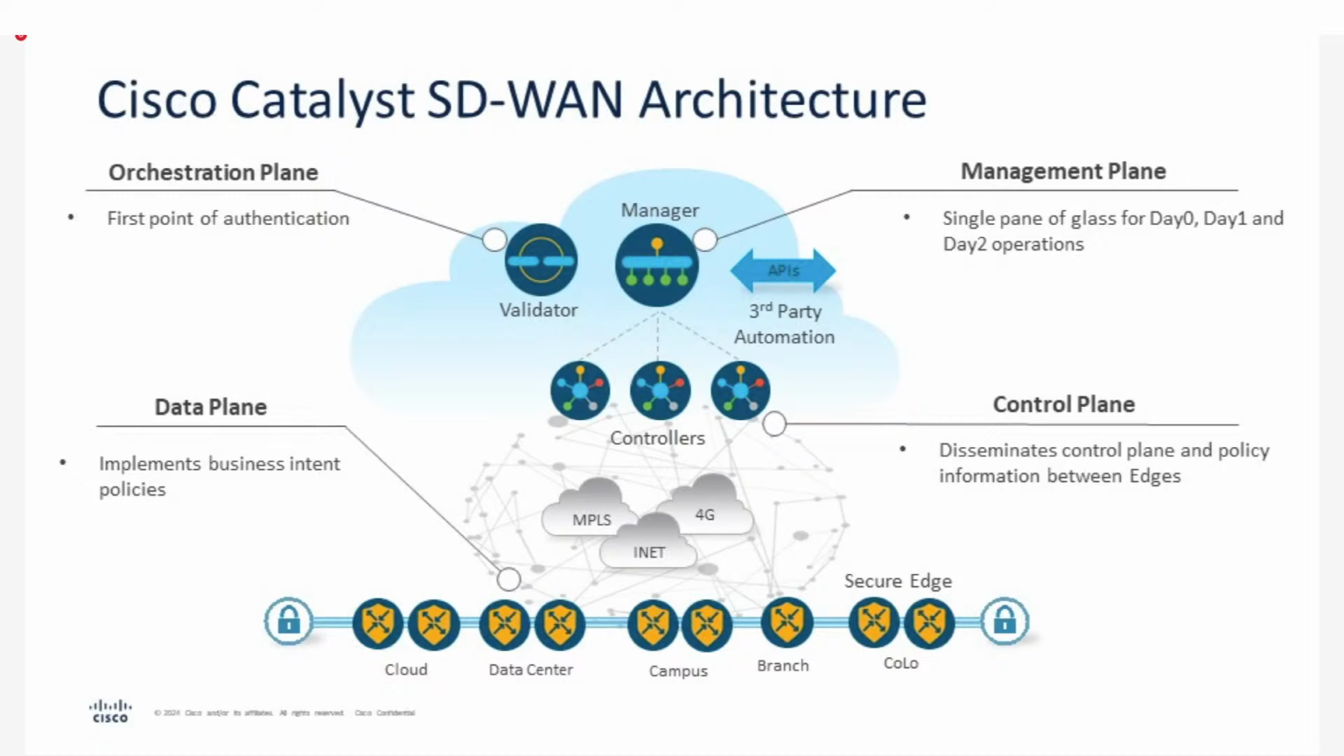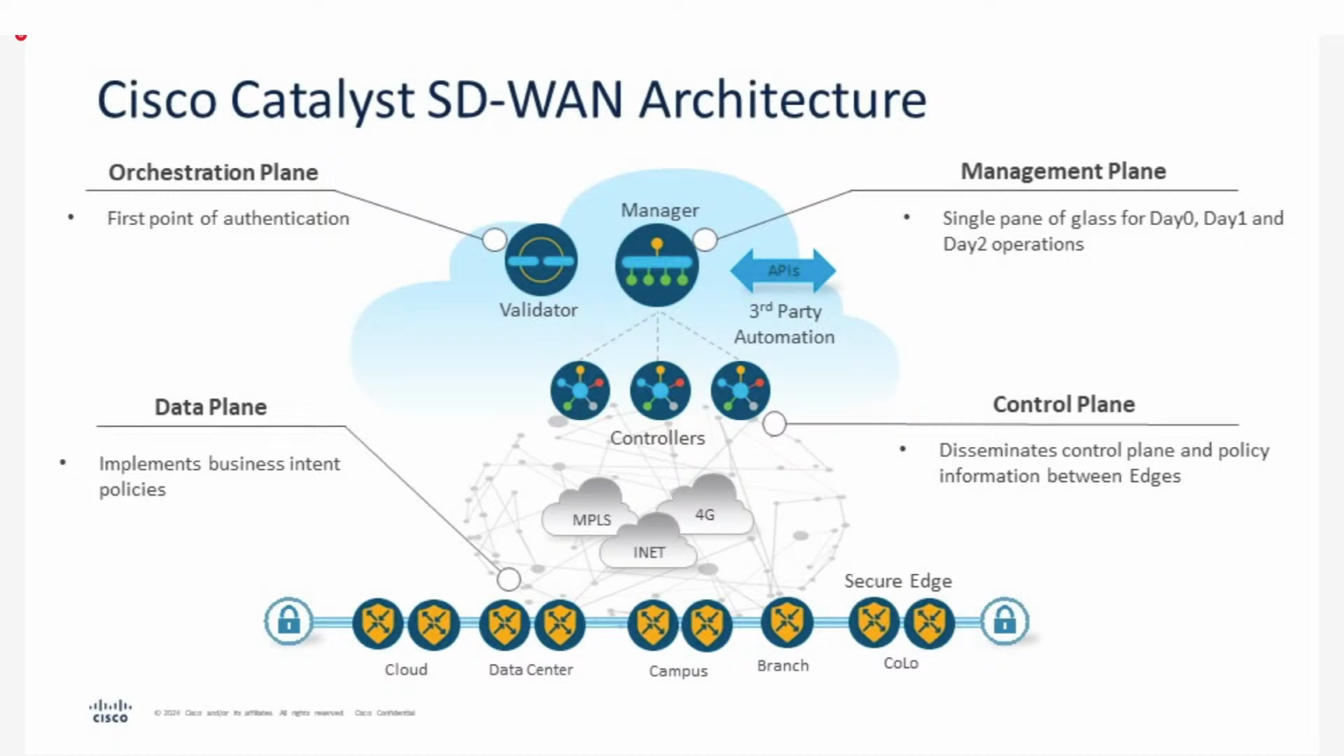Next, we have our management plane. This is mainly responsible for your central configuration and monitoring of the entire fabric. And third, we have our control plane. This is like the brain of the solution, and it builds and maintains the network topology and makes routing decisions on where the traffic has to flow, right?